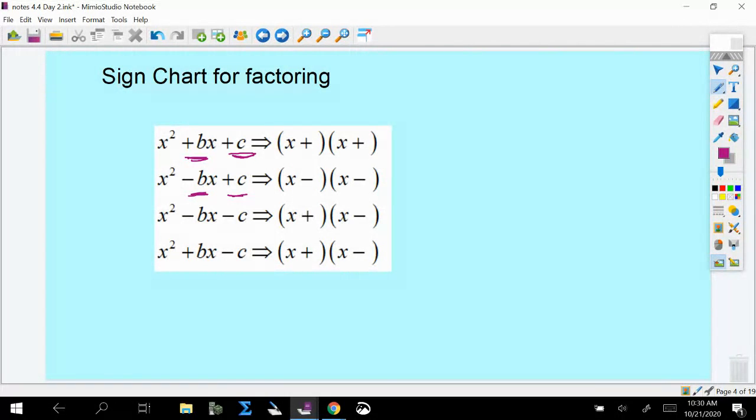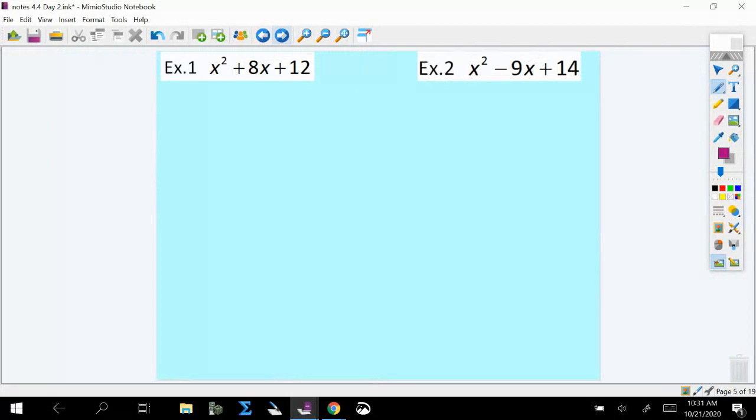If your C is negative, like this one and this one, then that means one of your terms is going to be positive and one of your terms is going to be negative. Especially if you're not as comfortable with your quick facts, this is a nice quick reference to help you figure out what numbers you're looking for. A lot of these need very, very little work because you are kind of going through it in your head. So I'm just going to talk you through what you should be thinking.